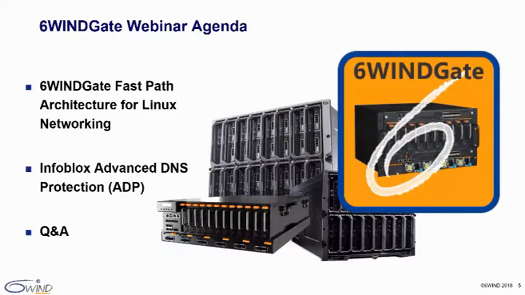Today's webinar follows this agenda. First, I will introduce our 6WINDGate FastPath architecture for Linux networking. Then Shinton will introduce Infoblox's Advanced DNS Protection or ADP product. Infoblox has been working with 6WINDGate for several years to increase performance while reducing time to market for its market-leading products such as ADP. At the end, we will open the webinar for your technical questions with Shinton and Jan.